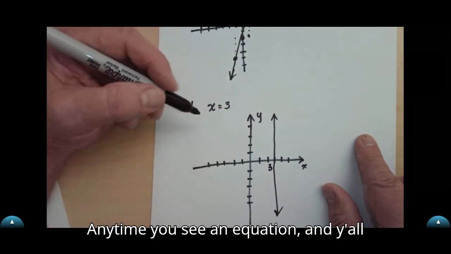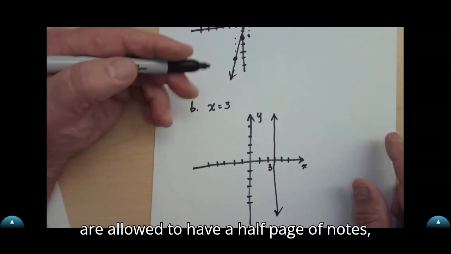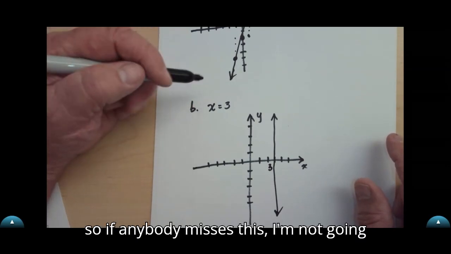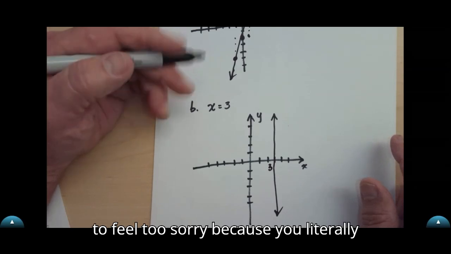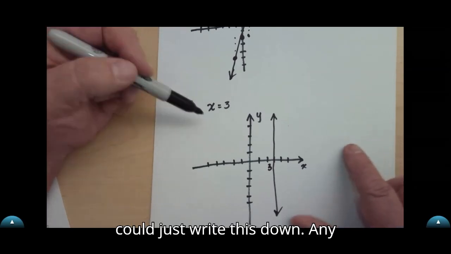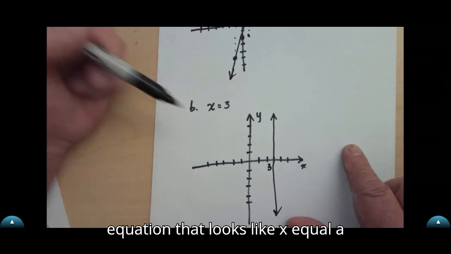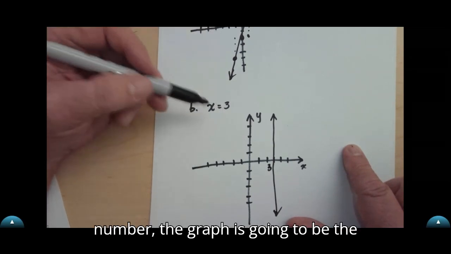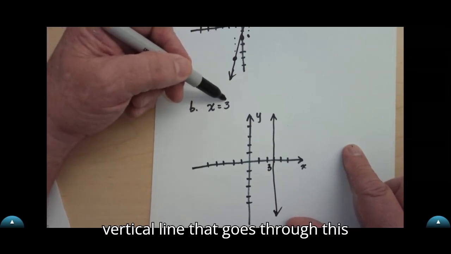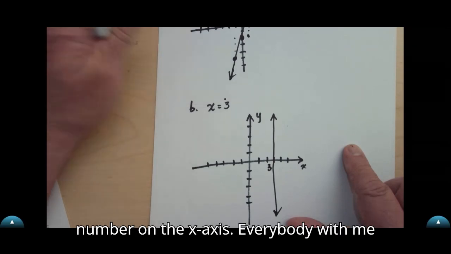Anytime you see an equation, and y'all are allowed to have a half page of notes, so if anybody misses this, I'm not going to feel too sorry, because you literally could just write this down. Any equation that looks like x equal a number, the graph is going to be the vertical line that goes through this number on the x-axis. Everybody with me there?